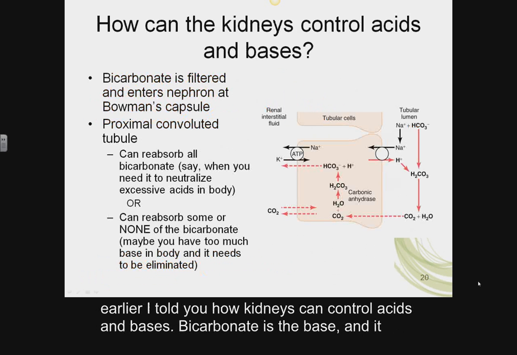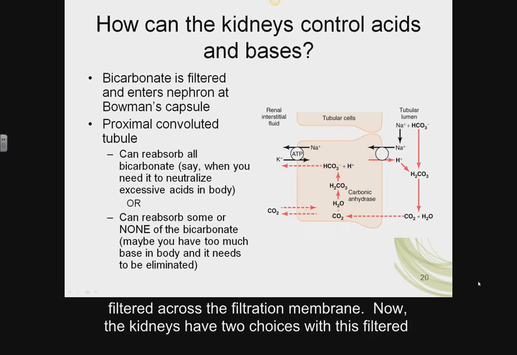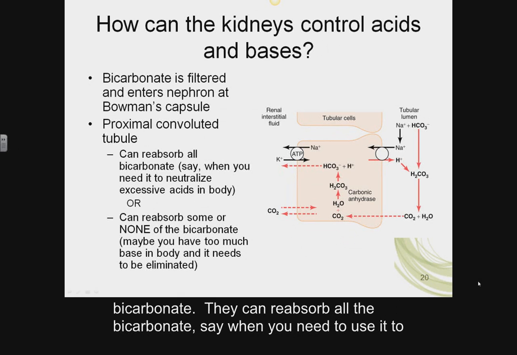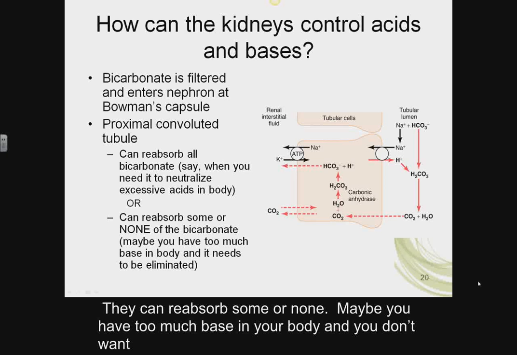Earlier I told you how kidneys can control acids and bases. Bicarbonate is the base, and it is freely filtered and enters the nephron at Bowman's capsule. So it is freely filtered across the filtration membrane. Now, the kidneys have two choices with this filtered bicarbonate. They can reabsorb all the bicarbonate, say when you need to use it to neutralize excessive acids that your body is making, or they can not reabsorb all of it. They can reabsorb some or none.